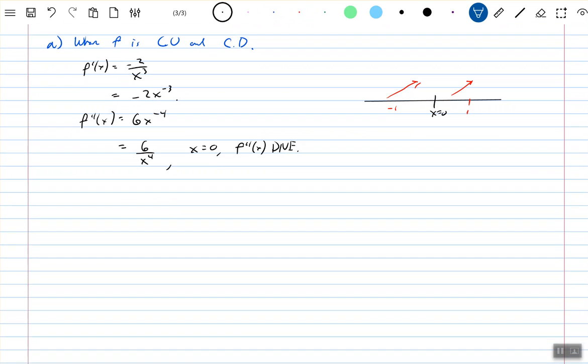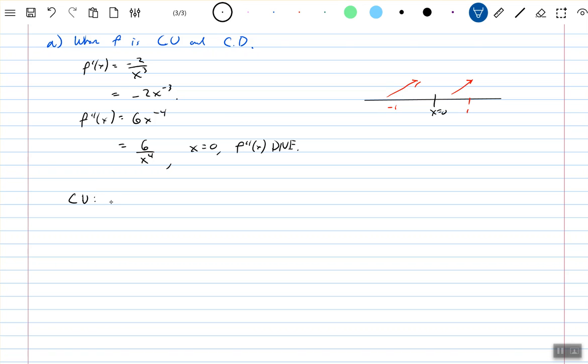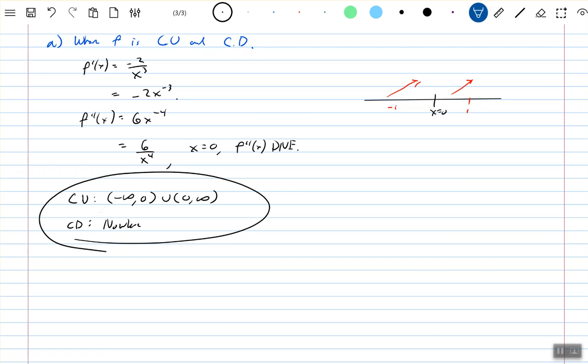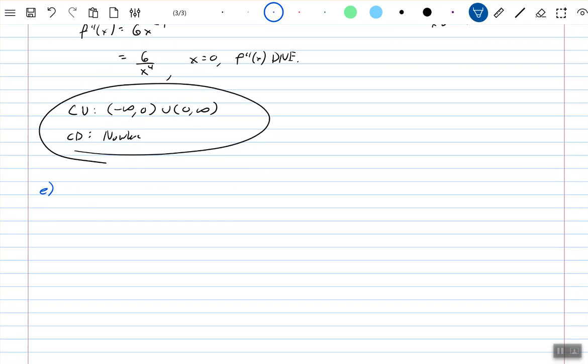So for our answer, we can conclude that we are concave up on the interval negative infinity to 0, union 0 to infinity, and it's concave down nowhere. And that is our answer. We found the second derivative, figured out where it did not exist, built our little chart, pulled out our test values, tested the function in each interval, concluded where it's concave up or concave down, and we have our answer. And now, for part E, find any inflection points.